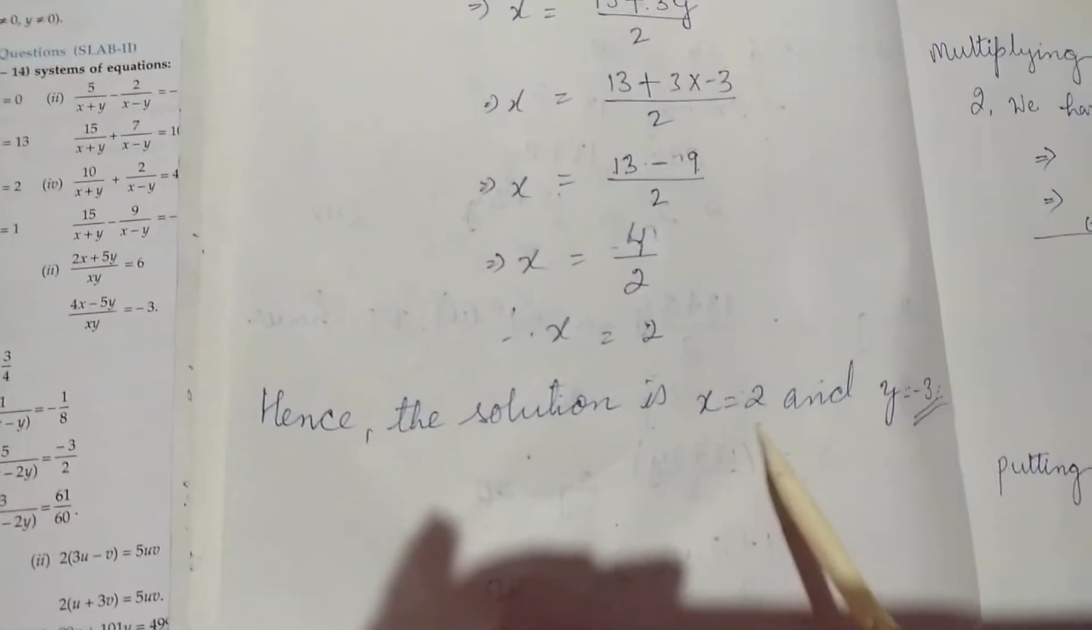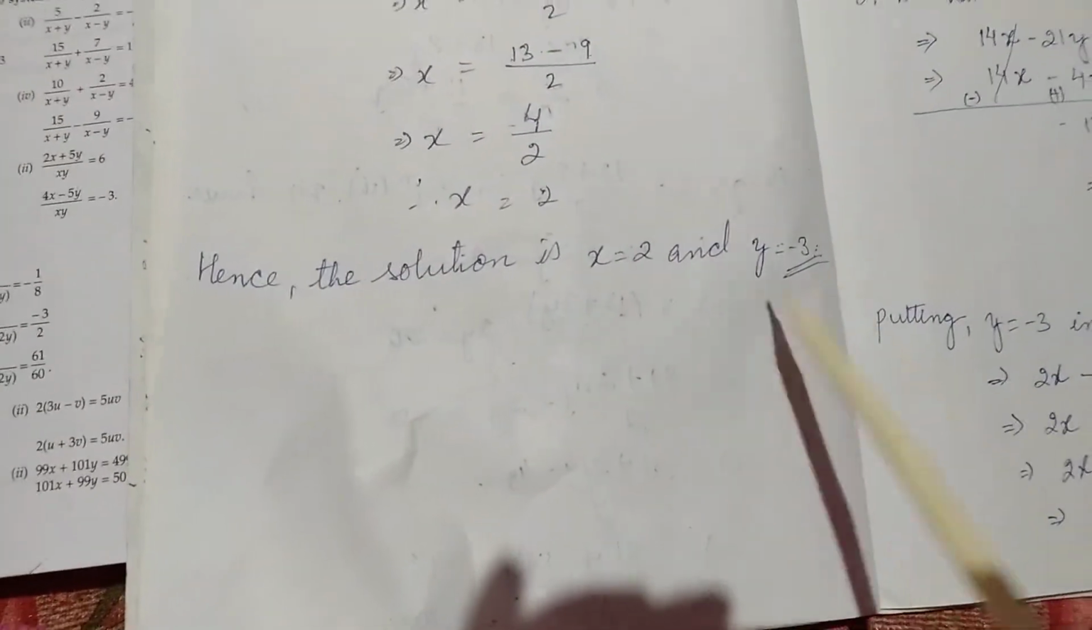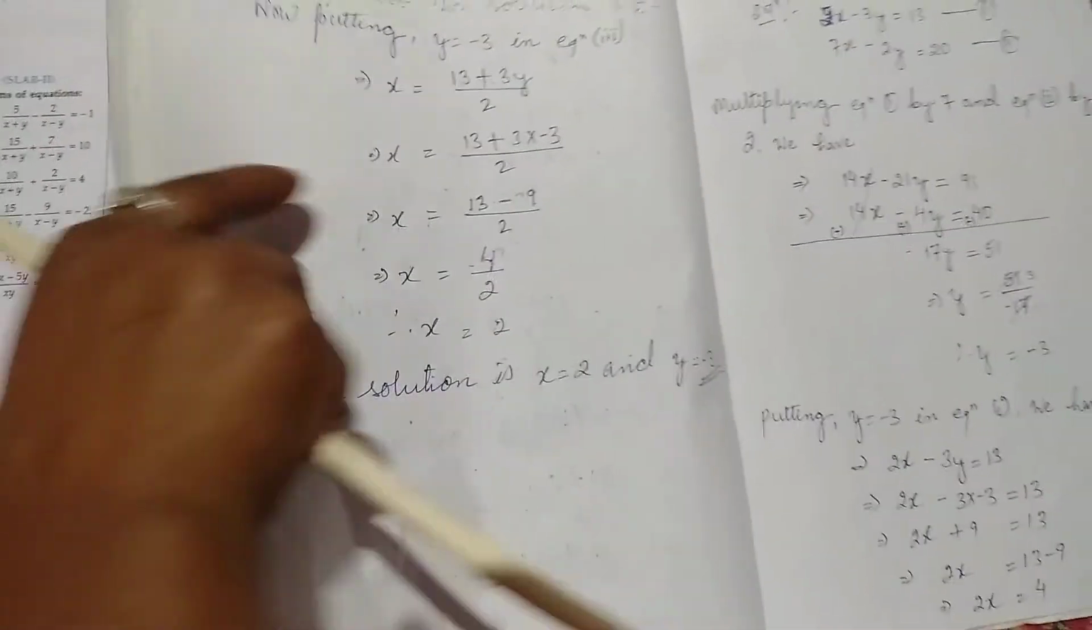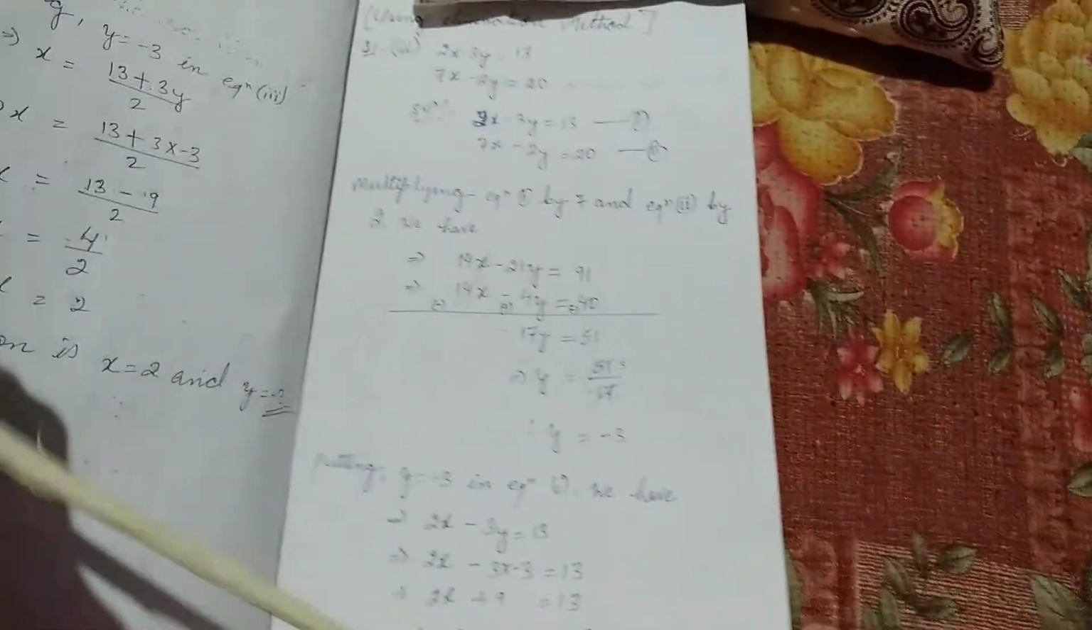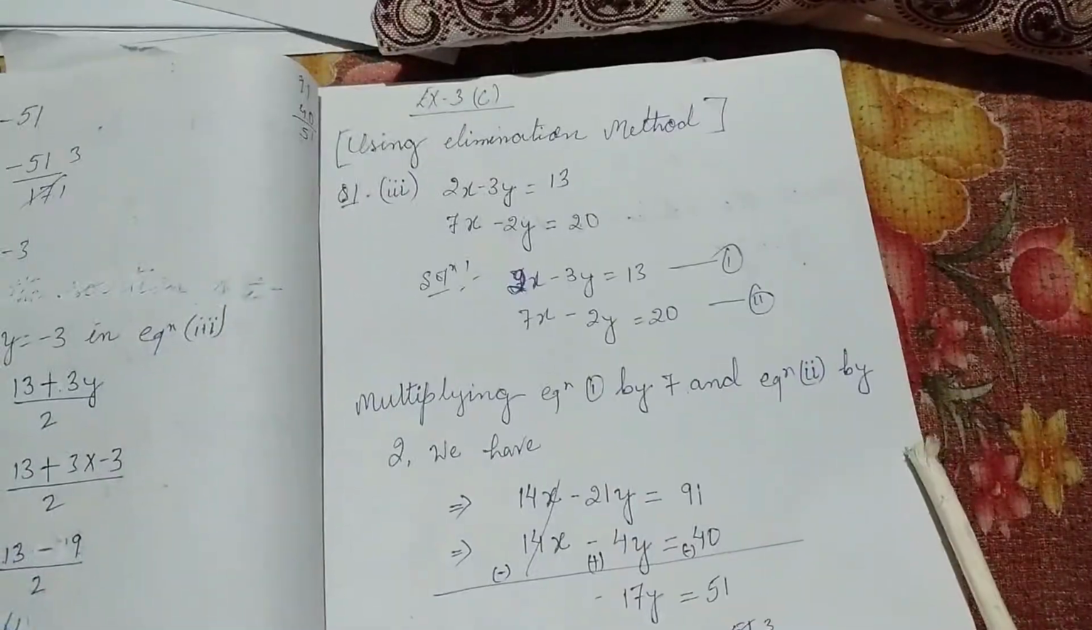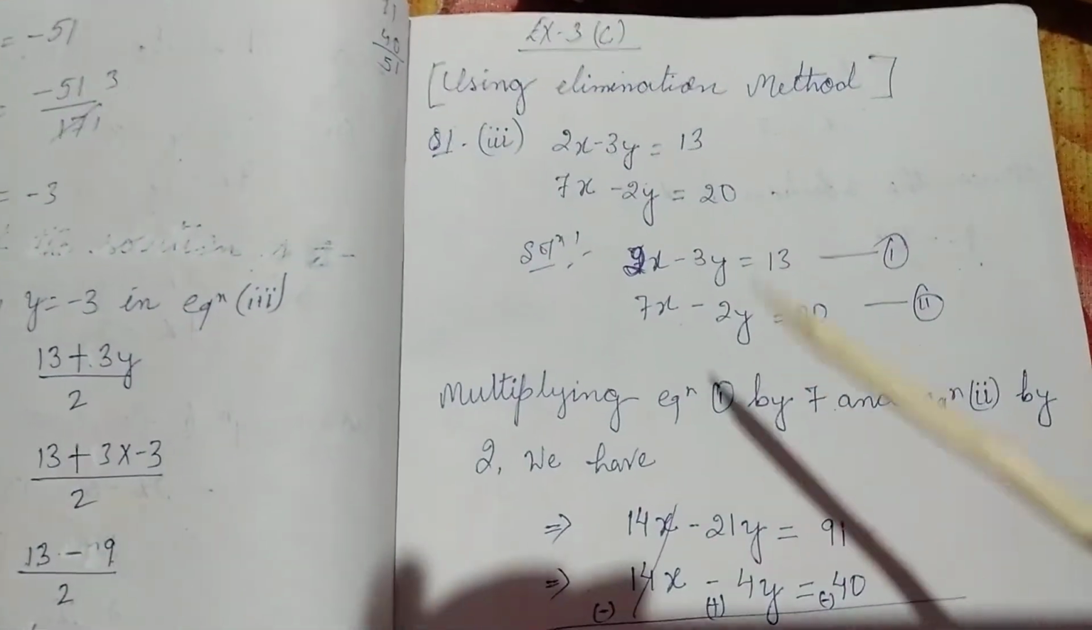So the question was: solve the pair of linear equations. Solve the following system of equations. So how much did we get? 2 and minus 3. Now the same question we will solve using a different method. Now you check which one you find easy. But both you have to understand.